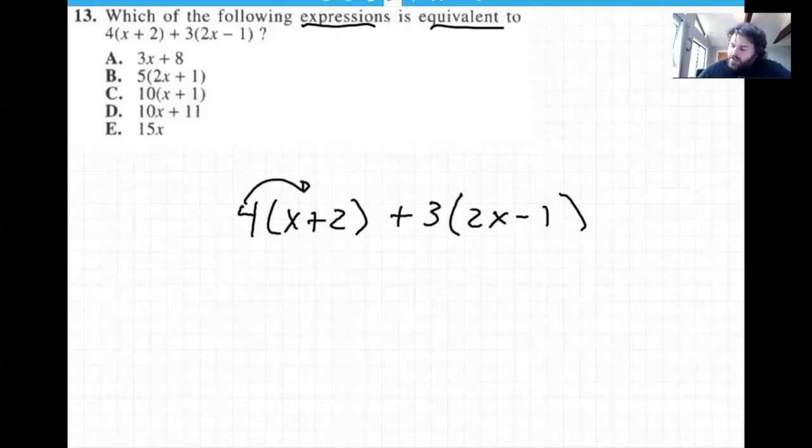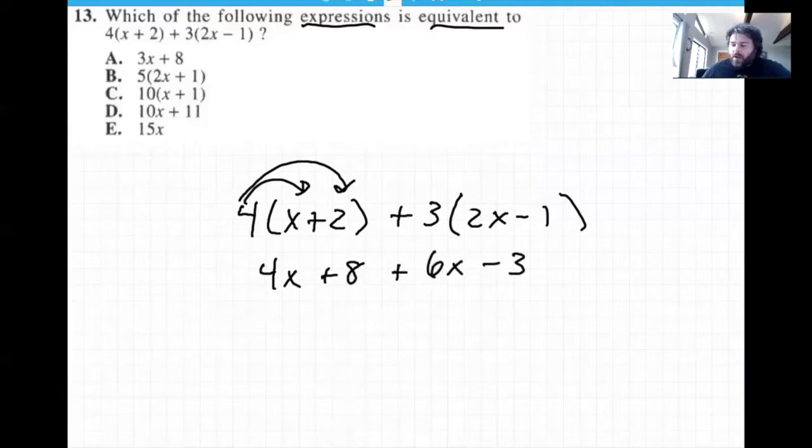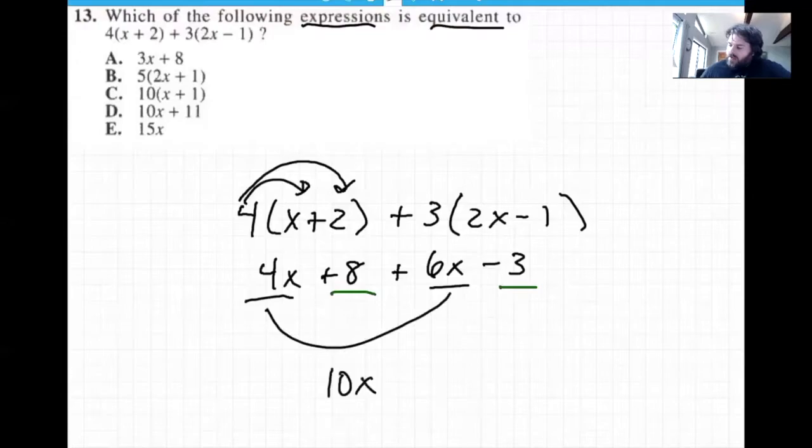So we multiply inside. 4 times x is 4x plus 4 times 2 is 8. And when I distribute the 3 inside, I'm going to get 6x minus 3. Again, I could stop there and look at my answer choices. None of those match, so they've actually gone the next step further, which is combining the like terms. So they've gone ahead and combined the numbers and the variables separately. When you combine the x terms together, you get 10x. When you combine the two numbers together, you get plus 5 because it is 8 minus 3.